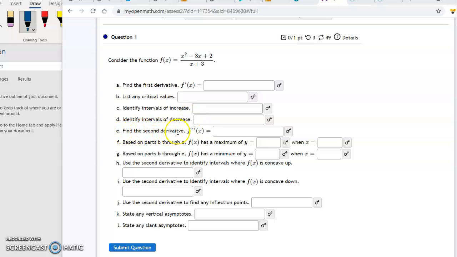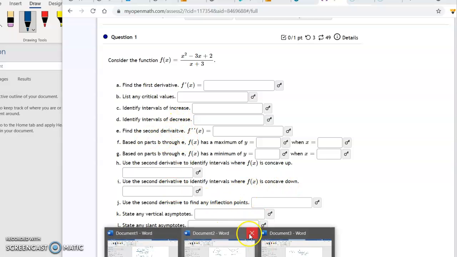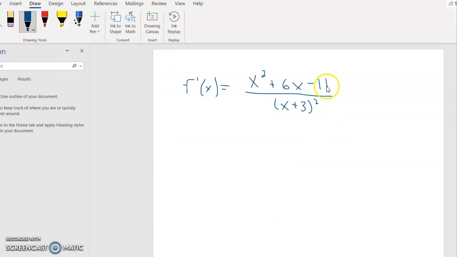Okay, so the next thing we want is the second derivative, and we want to find the concavity and the inflection point. So let's go to a sheet. I pulled it up on a new sheet because we need lots of room for the second derivative. So let's use our quotient rule to find the second derivative.